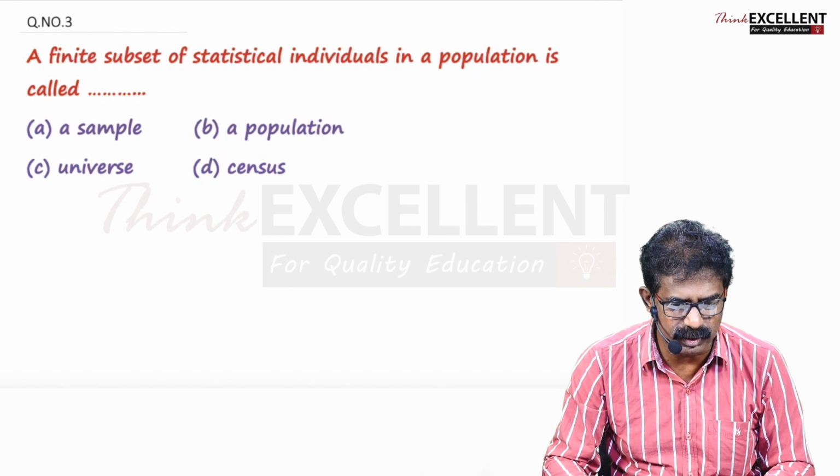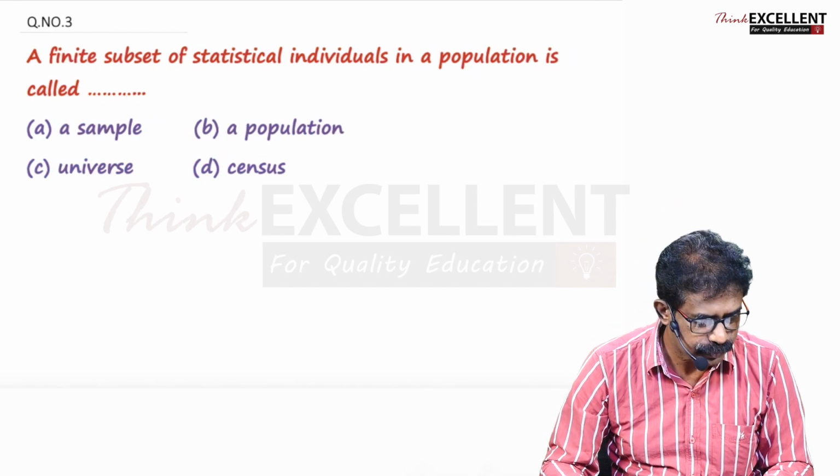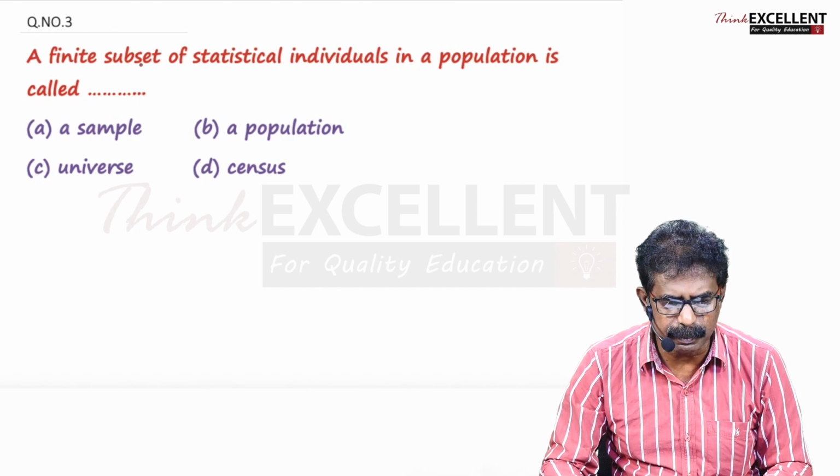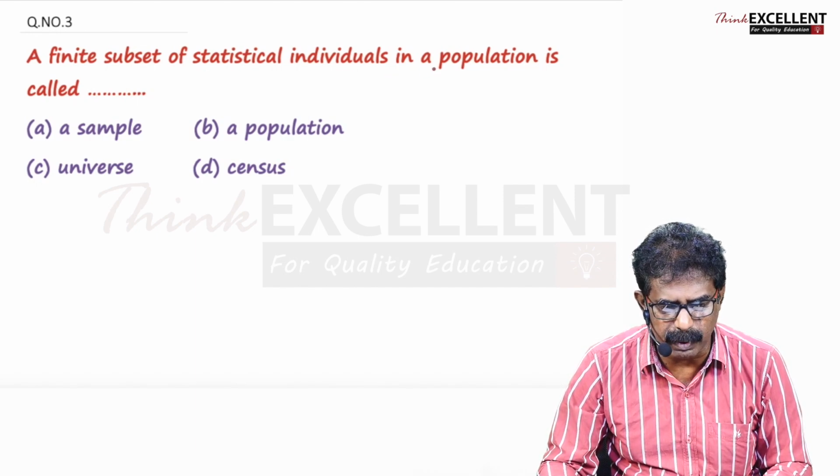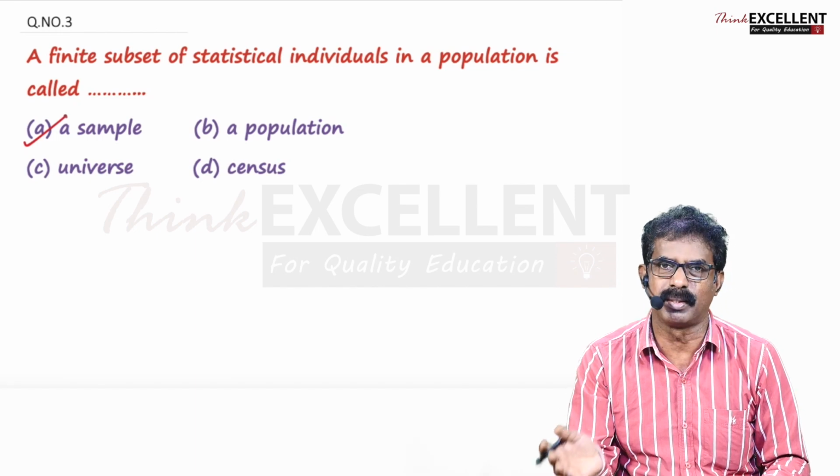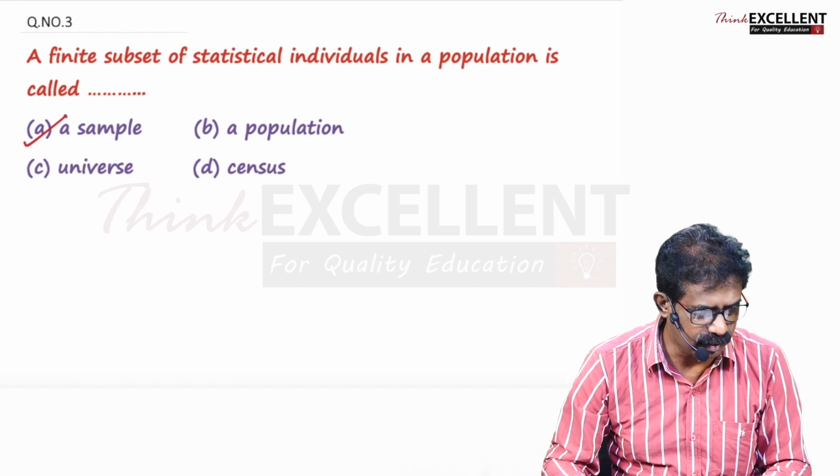And that is the third question, just the reverse one, right? A finite subset of statistical individuals in a population is called a sample. Same thing as the previous question, just in the reverse order. Okay.